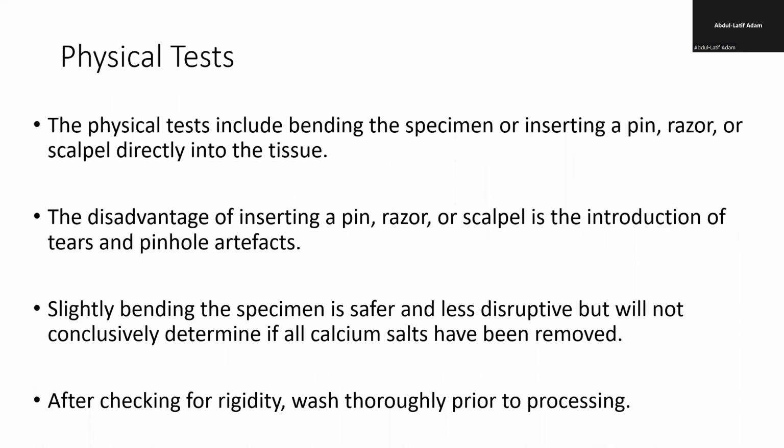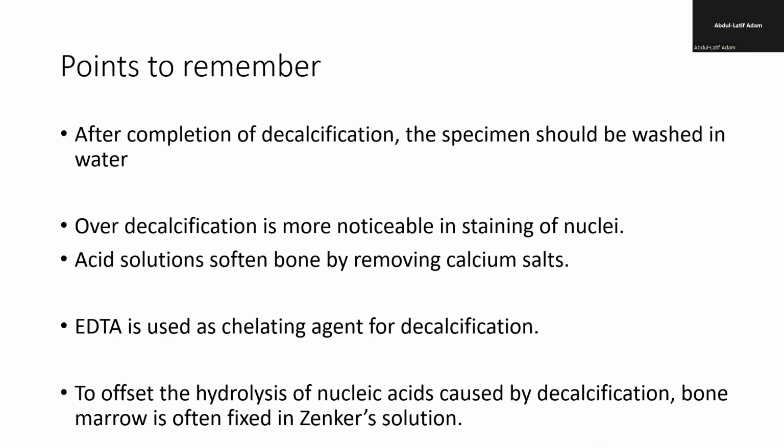So the physical method I've already explained. Now let's look at some points to consider when it comes to decalcification. You are going to use chemicals, acid especially, to do the decalcification. After decalcification, there is the need to wash the chemical completely out of the tissue, because the acid will affect the subsequent staining and the subsequent processing that is going to be done.